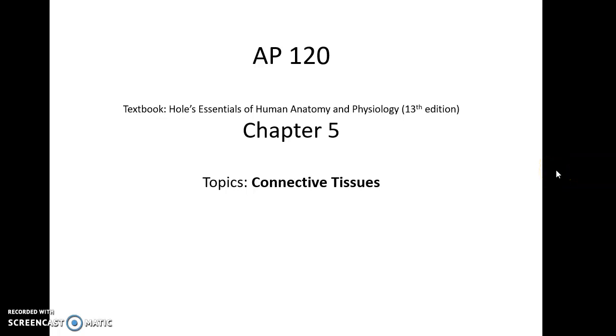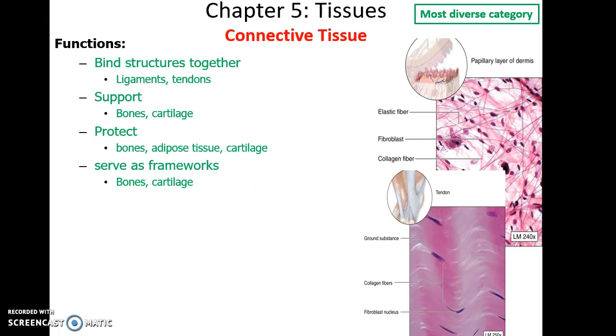AP 120, Chapter 5, Topics: Connective Tissues. Now, connective tissues is the most diverse category when it comes to tissues. It has lots of different functions and tissues that are very structurally distinct from each other.